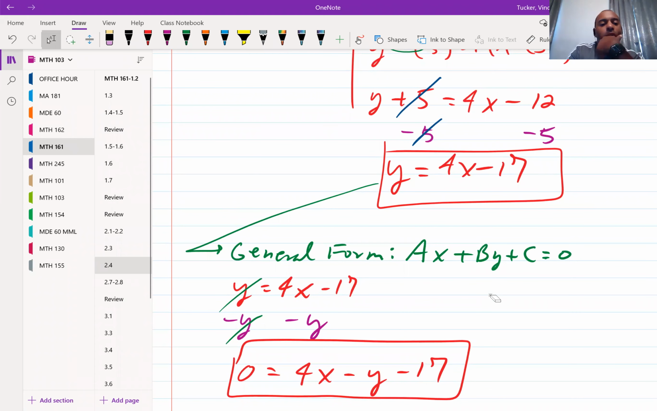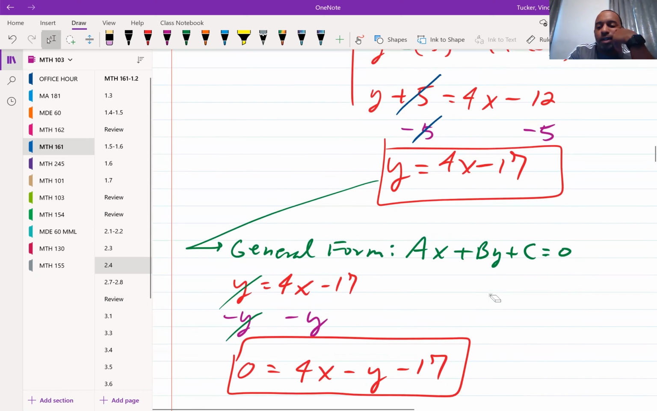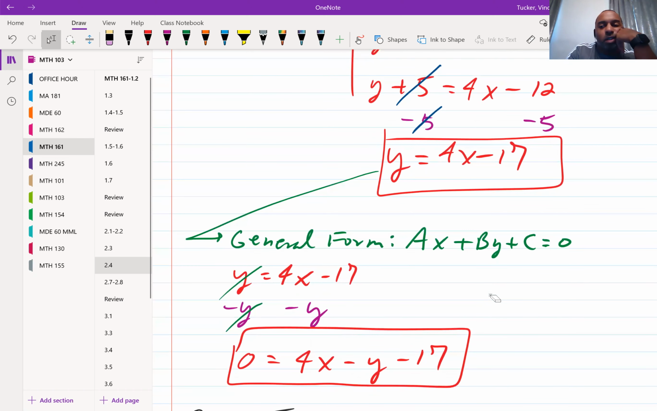So that's it as far as 2.4 is concerned, on the types of problems in 2.4. Next class will begin at 2.5. But before we close out, anybody have any questions? Anybody have anything? Is everybody all right?